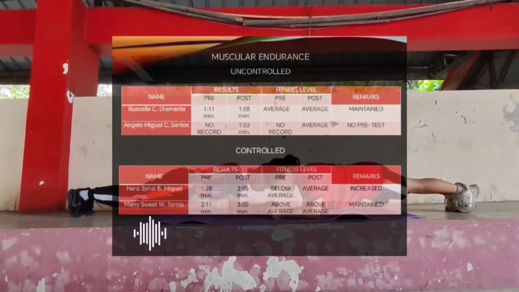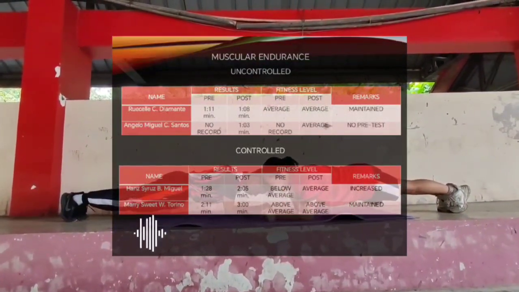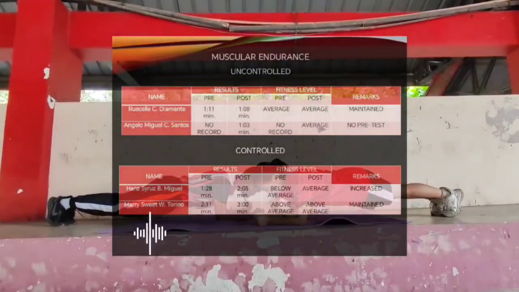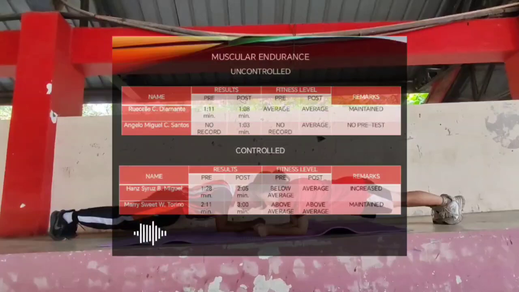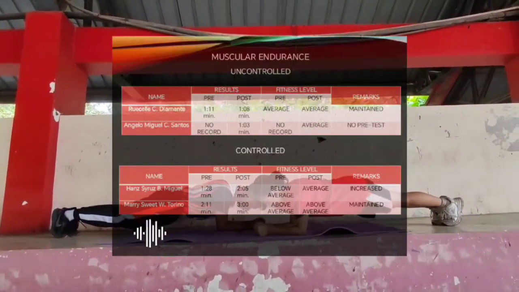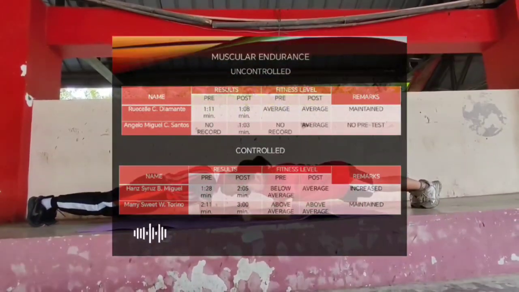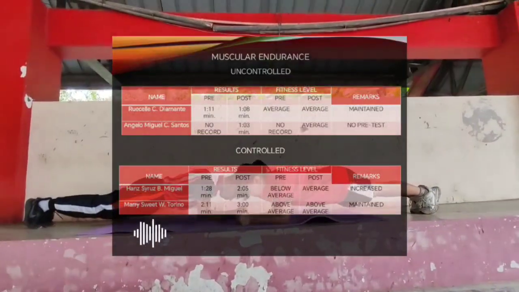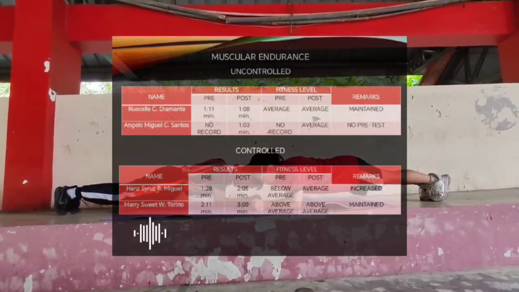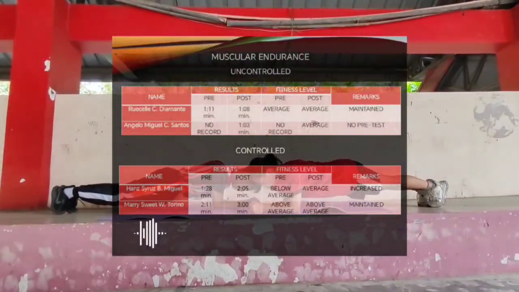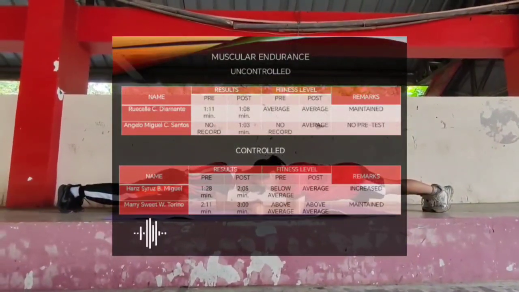So next is Torino Meriswit. Her result in pre-test in muscular endurance lasted 2 minutes and 11 seconds, and her fitness level is above average. In her post-test result, it lasted 3 minutes and her fitness level is above average. Overall, her remark has maintained. The reason why her remark has maintained is because of the daily training of muscular endurance like planking and so on.